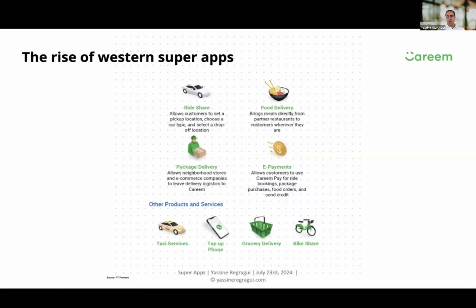And here I will give you a few examples of companies of super apps that offer those services. For example, Grab, you have ride sharing, and this is their core service. So they really start with one service, and then thanks to payments and financial services, they develop others. But they also offer food delivery, they offer package delivery, taxi services, etc.